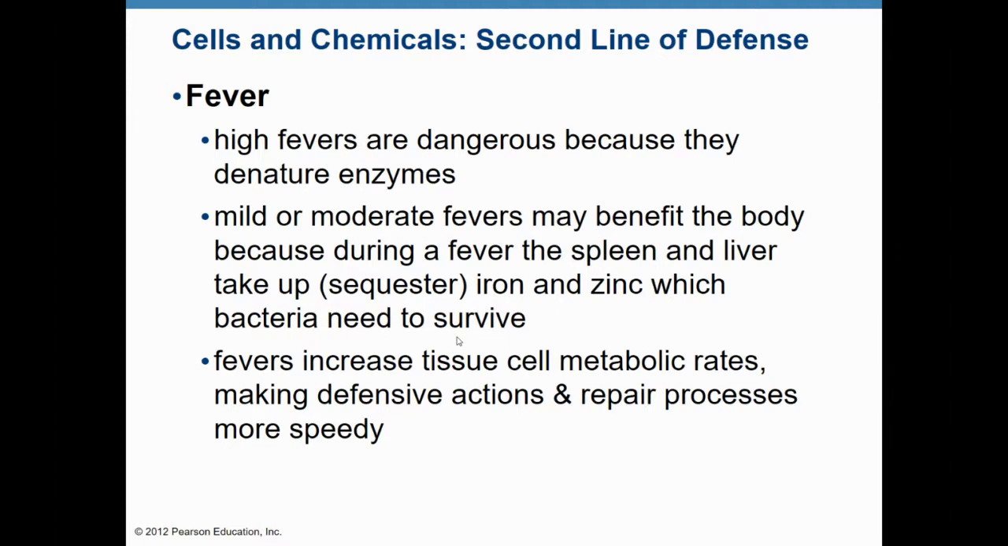But a mild to moderate fever is actually beneficial because it causes your spleen and your liver to take up, or sequester, zinc and iron. And zinc and iron are needed for bacteria to survive. So if your liver goes, nope, I'm taking all of that iron and that zinc, and it absorbs it and prevents it from being in circulation, then it's not there for the bacteria to use for replication. Fever also increases the metabolic rate inside of cells. It is going to speed up our defensive actions, and it speeds up the repair process.